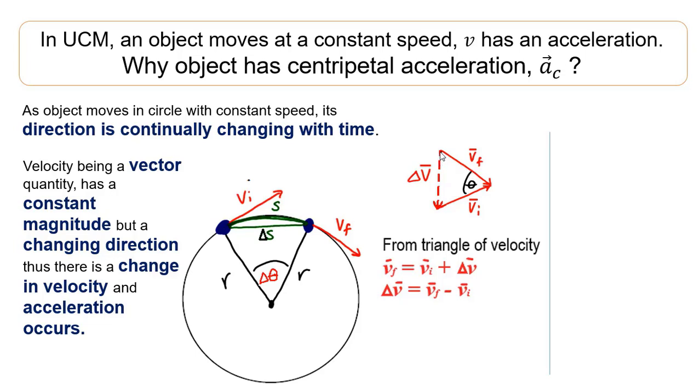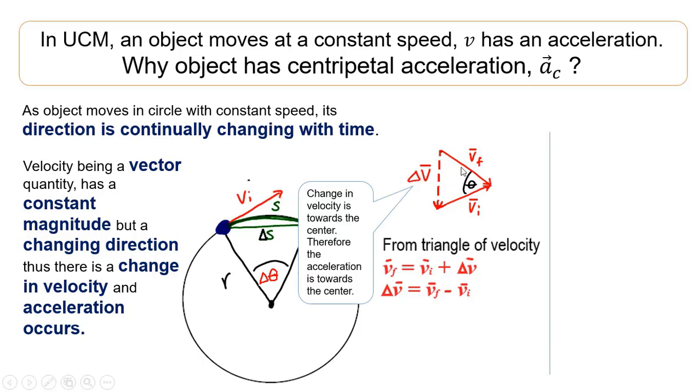Let's consider this triangle of velocity. Mathematically, the final velocity is a resultant vector of initial velocity and delta v. So v final equal to v initial plus delta v, or it can be written as delta v equal to v final minus v initial. So delta v is called the change in velocity that is directed toward the center of the circular path.